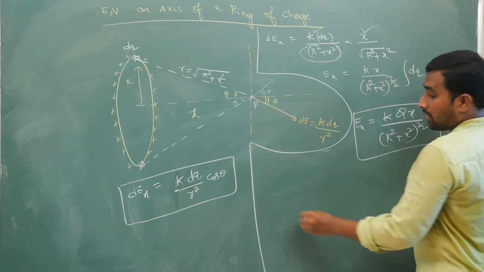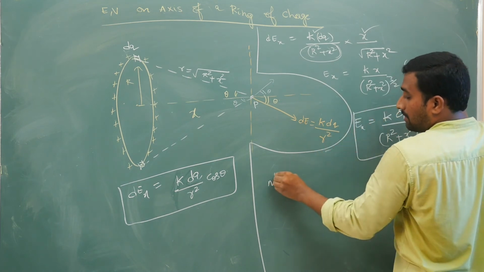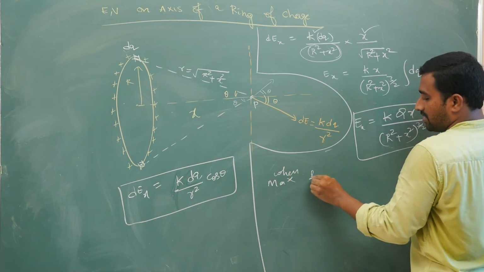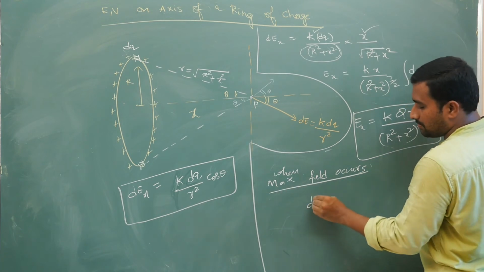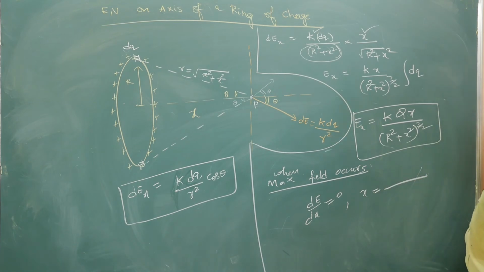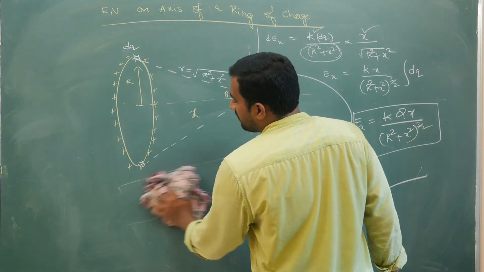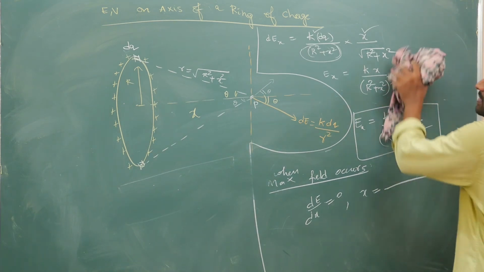Now at which point does the maximum field occur? When the maximum field occurs, dE by dx is equal to 0. You substitute it and get the value of x. Try it, I need space to do the calculation. Now coming to the potential part, potential is easy, but first we will calculate the condition for maximum field. So I want everyone to pause the video clip and copy it.